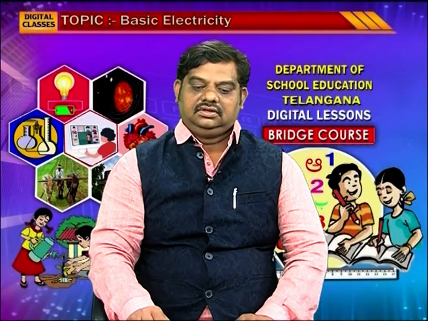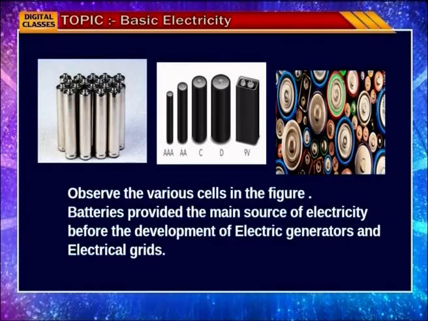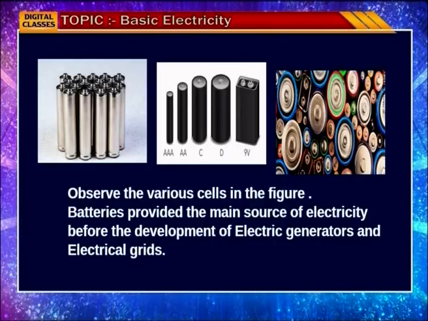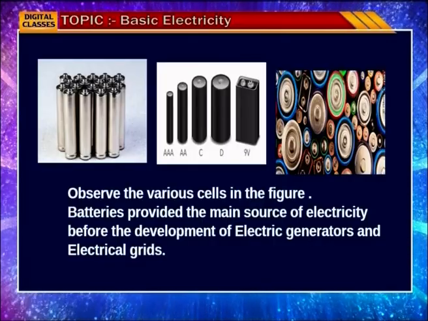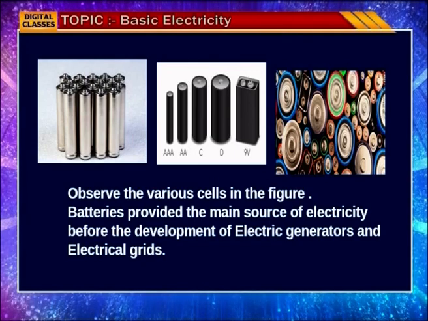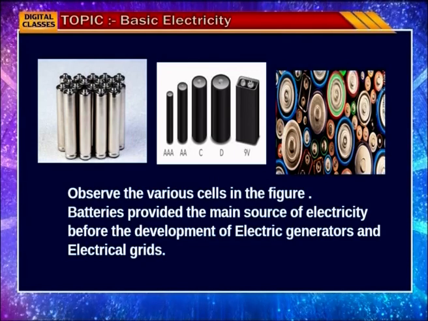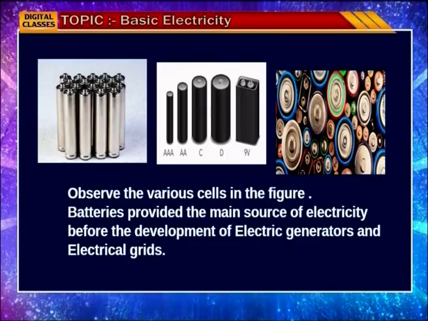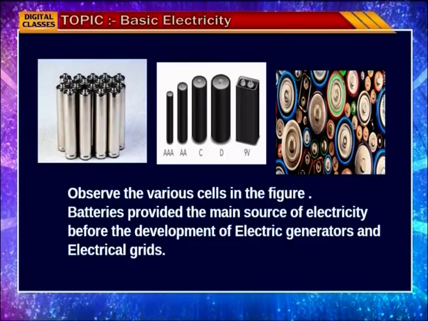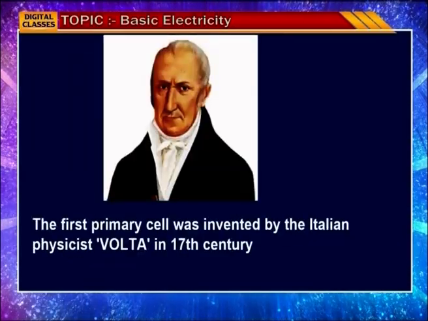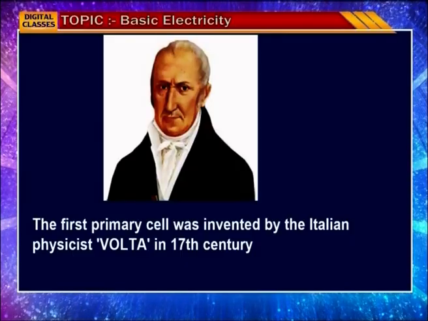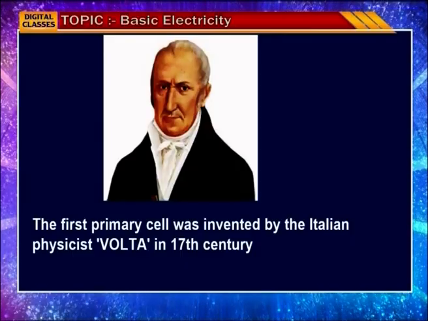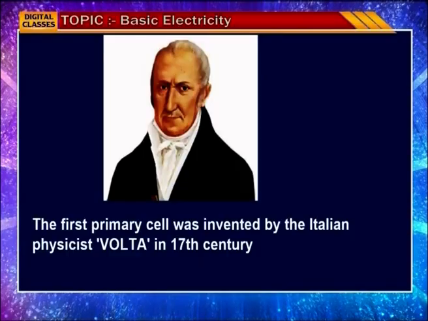Let us know. Children, observe carefully the various cells in the figure. Batteries provided the main source of electricity before the development of electric generators and electrical grids. The first primary cell was invented by the Italian physicist Volta in the 17th century.